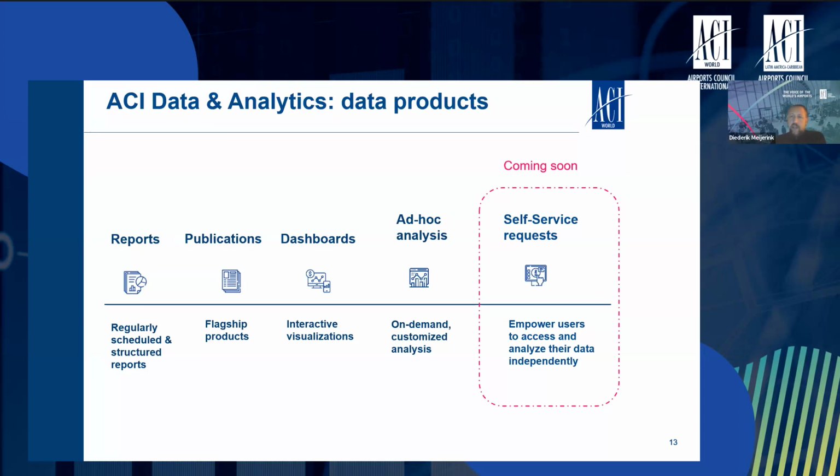Our flagship publications that you might be familiar with are the World Airport Traffic Forecast and the World Airport Traffic Report that is coming out in September, and the KPI report, where we collect data from airports on the economic and financial side, and we calculate things like the average spend per passenger on retail or food and beverage, and make that available in our ACI store.